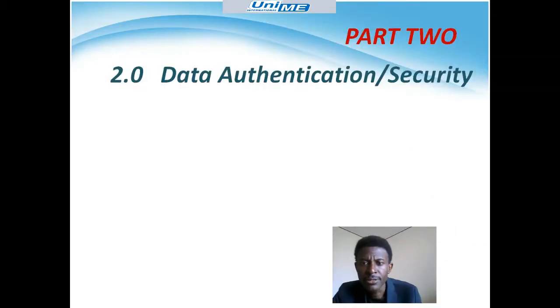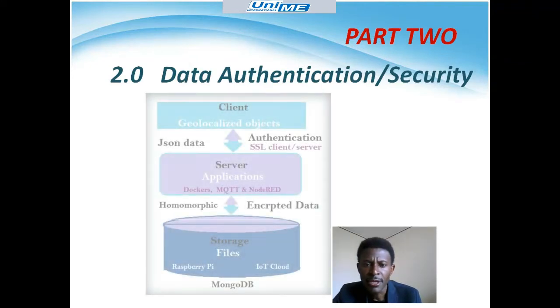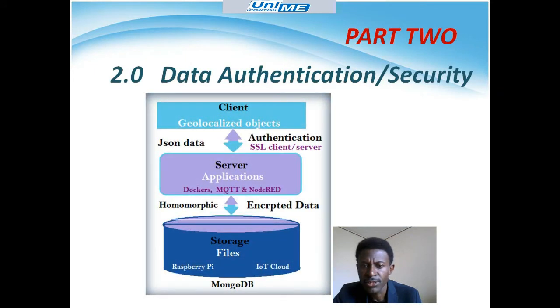Hello all, this is HomoMongo Project Part 2, Data Authentication and Security. Our client API transmits the geolocalized object in the form of JSON data using two possible protection methods, authentication or SSL client-server connection. When the data arrives at our Dockerized server applications containing MQTT and Node-RED, it is then encrypted using homomorphic encryption and then sent to our IoT cloud storage.